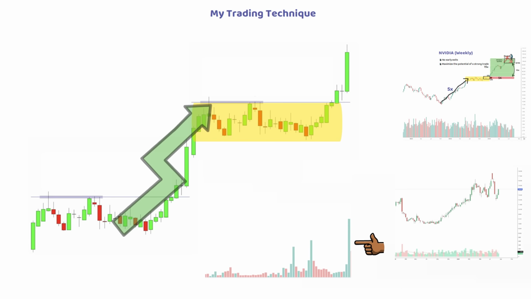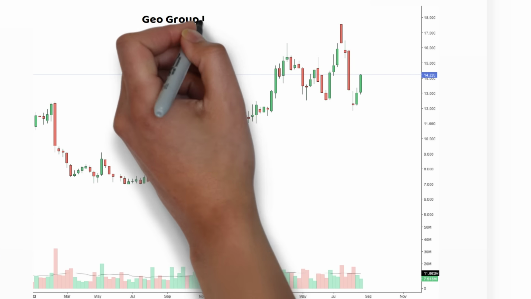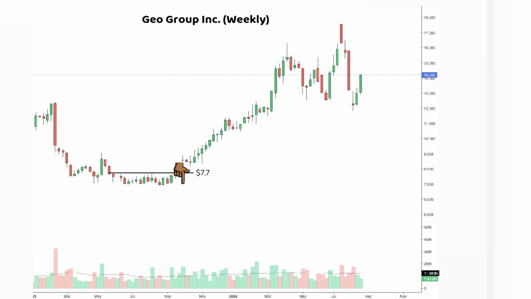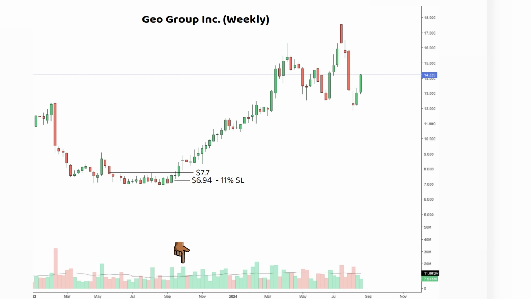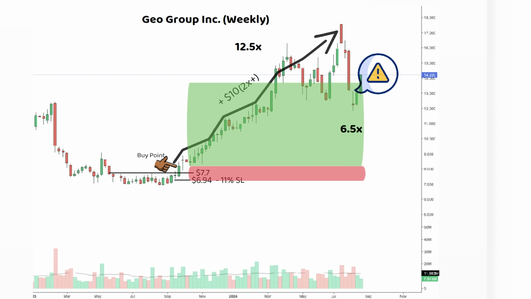Here is a trade from the scanner that we closed on recently, taken on the same principles. In this chart of Geo Group Inc., the stock broke out of consolidation here at $7.70 with good volumes. The stop was placed here at the low of consolidation at $6.94, a bearable 11% stop loss. The stock rallied $10 from the breakout point, more than doubling in 8 months. The reward to risk in this case was a solid 12.5x at the highest price and a respectable 6.5x when the system alerted an exit.